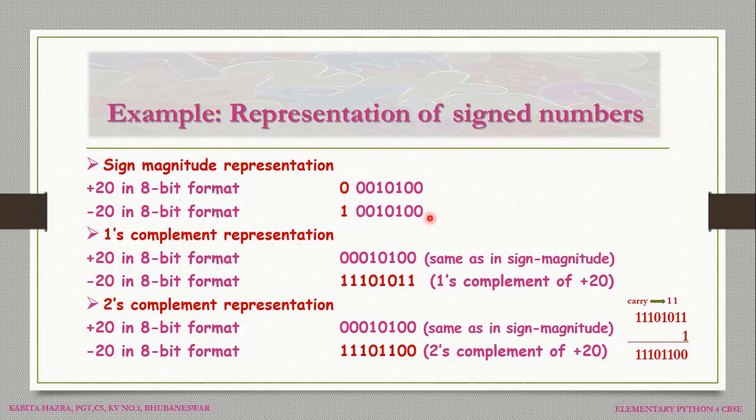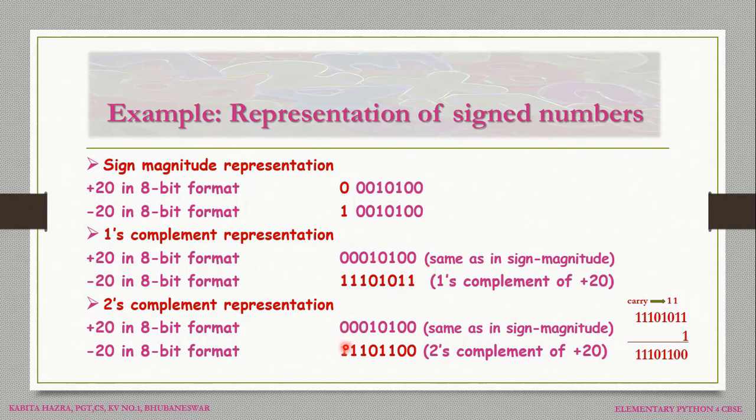So minus 20 in sign magnitude representation is 1, which represents the sign bit, then 0010100, this represents the magnitude, that is the value 20. In 1's complement, the representation of plus 20 is the same as that in sign magnitude, that is 000010100, and minus 20 will be represented as the complement of plus 20, that is the complement of this number, which is 111101011. We will replace zeros with 1s and 1s with zeros to get the 1's complement.